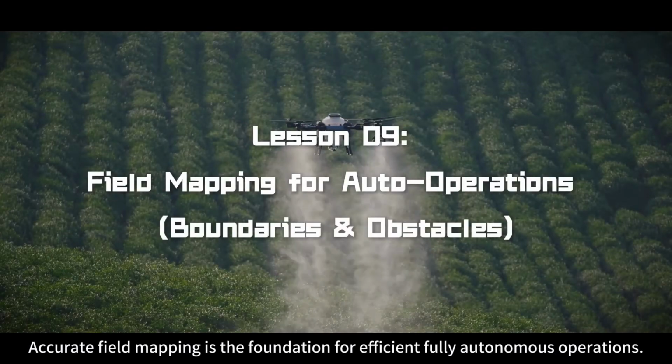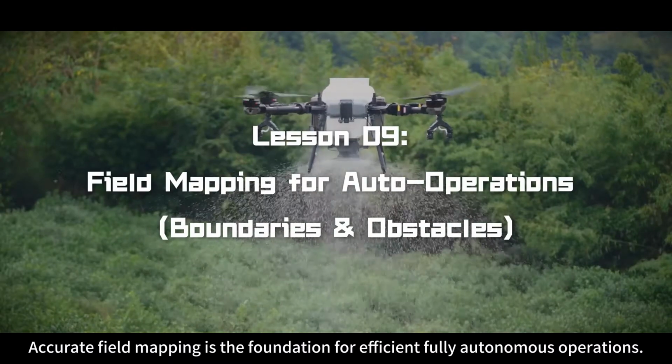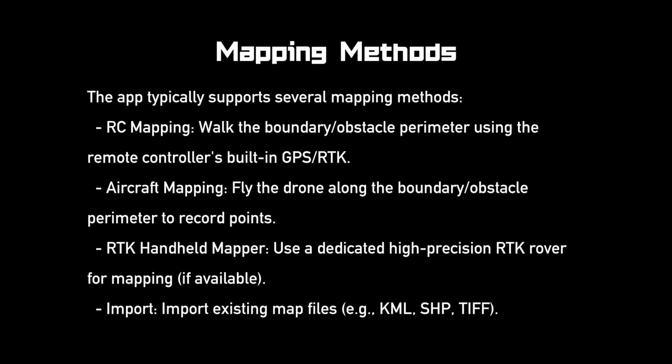Accurate field mapping is the foundation for efficient fully autonomous operations. The app typically supports several mapping methods. RC mapping: walk the boundary or obstacle perimeter using the remote controller's built-in GPS or RTK.